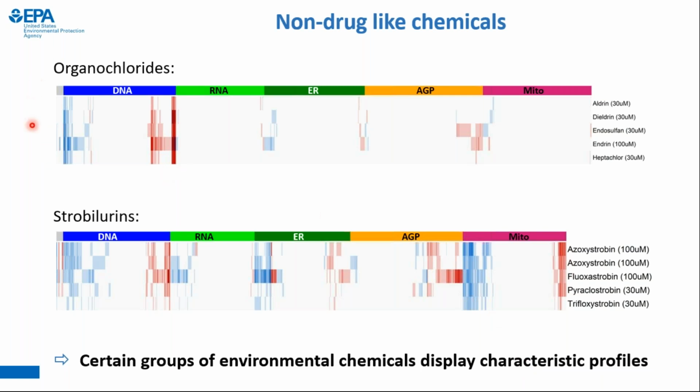For example, on top here, we have a group of organochlorines, and I've indicated their profiles. You can see that they all affect the DNA compartment, the nuclear compartment, in a similar manner. And on the bottom, we see a group of strobilurins, and they have effects in various channels, but most pronounced in the mitochondrial channel. So we do have indication that certain groups of environmental chemicals display characteristic profiles.